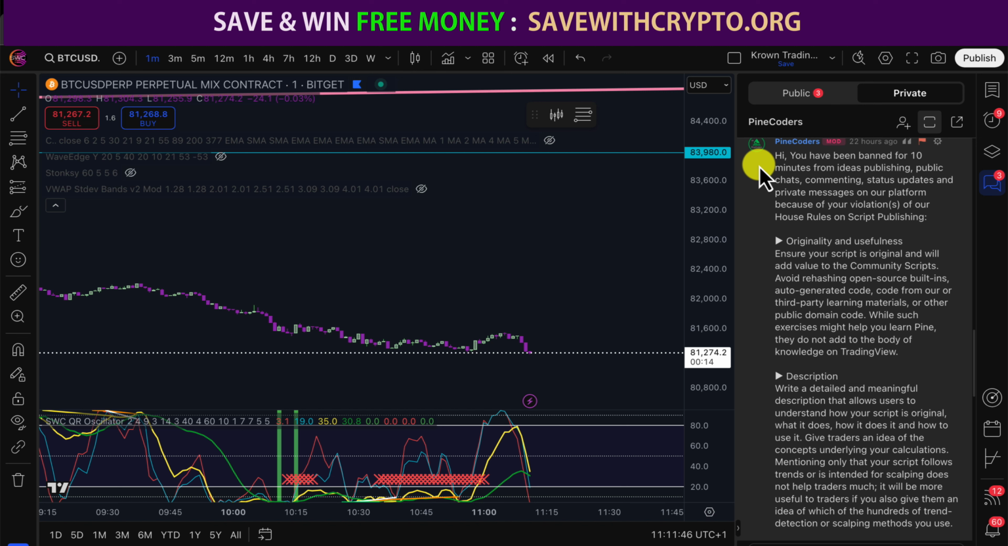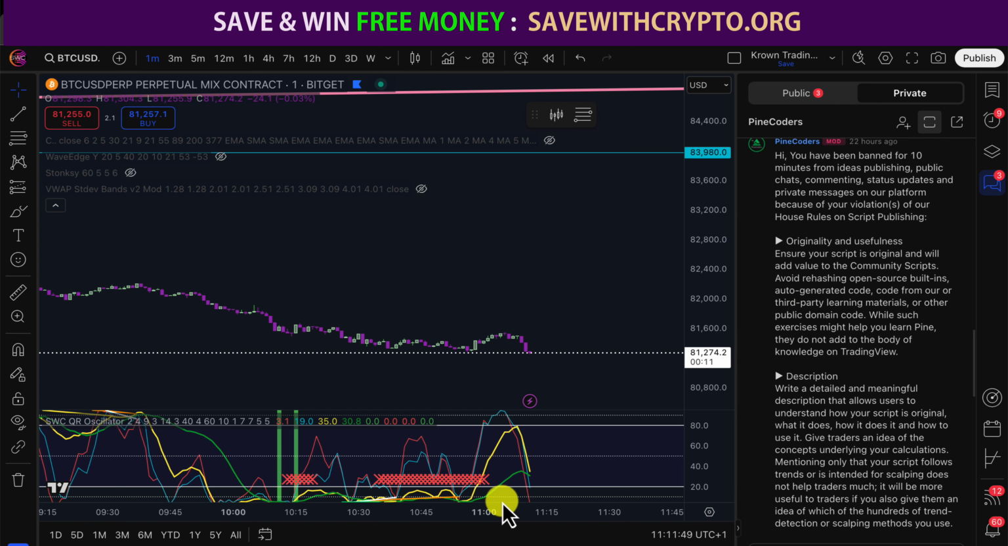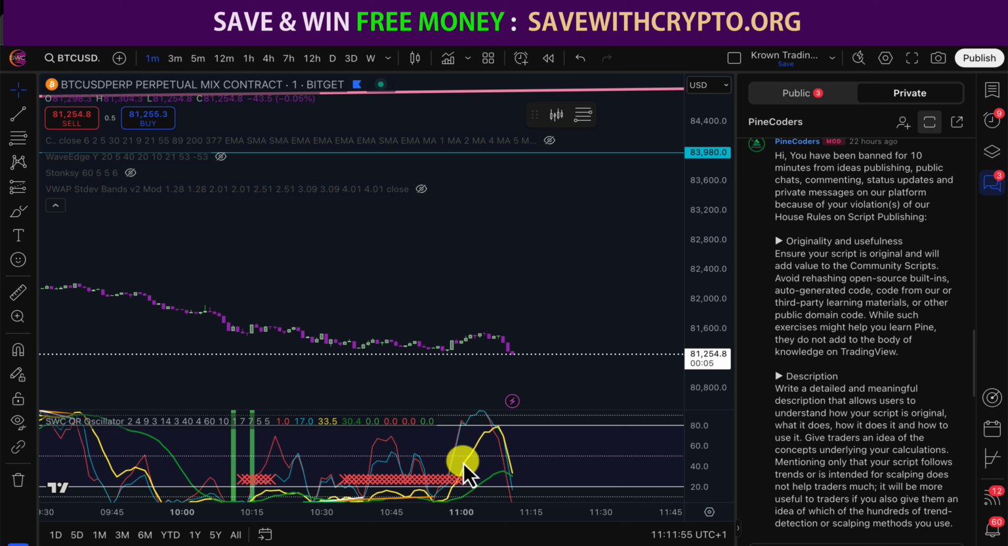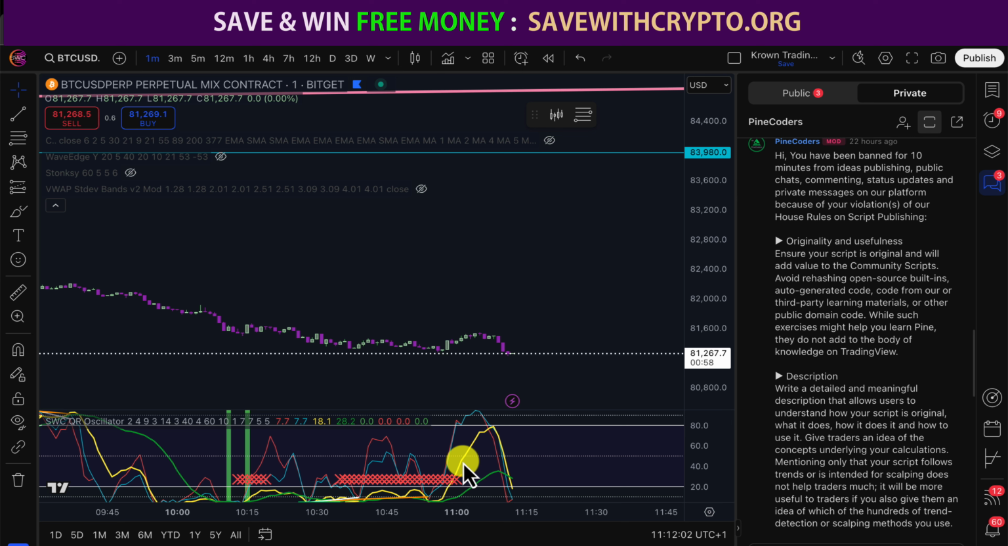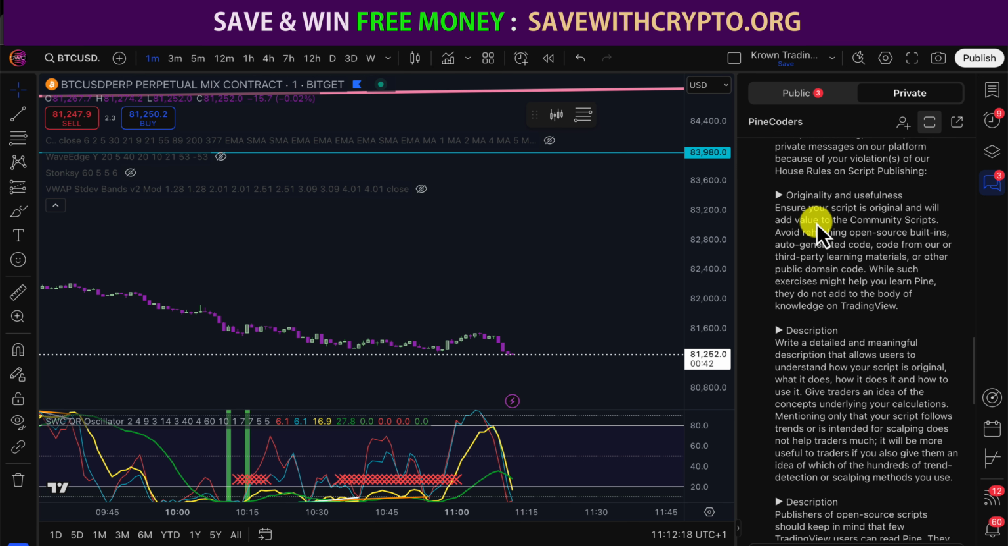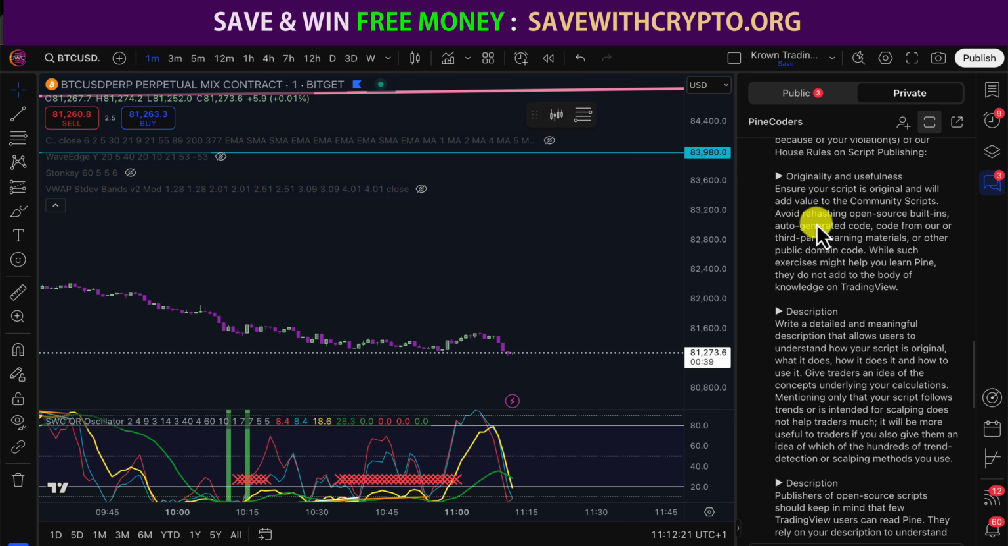Okay, so I've been doing a few videos talking about this indicator here. At the moment it's called the SWC QR Oscillator. It might change though. Now this unfortunately at the moment is hidden, which effectively means that it's been banned. I've got a message here from Pine Coders saying that I've been banned for violating the house rules on script publishing. Okay, so this is actually correct, I think, and I'll show you why and I'll tell you what I'm going to do about it.